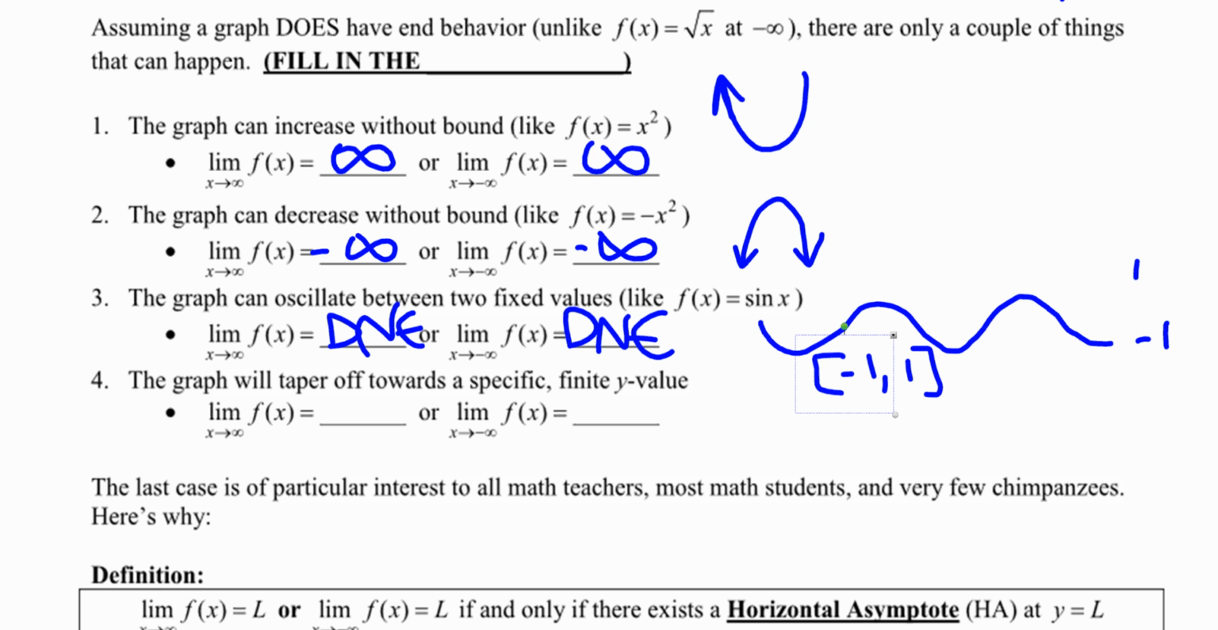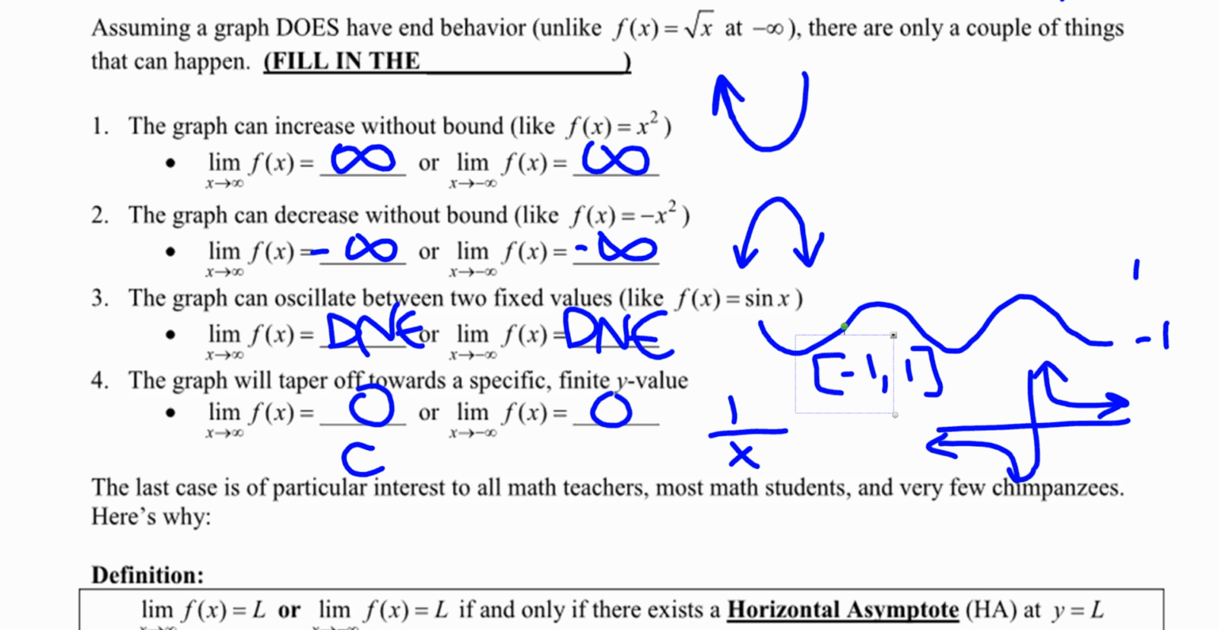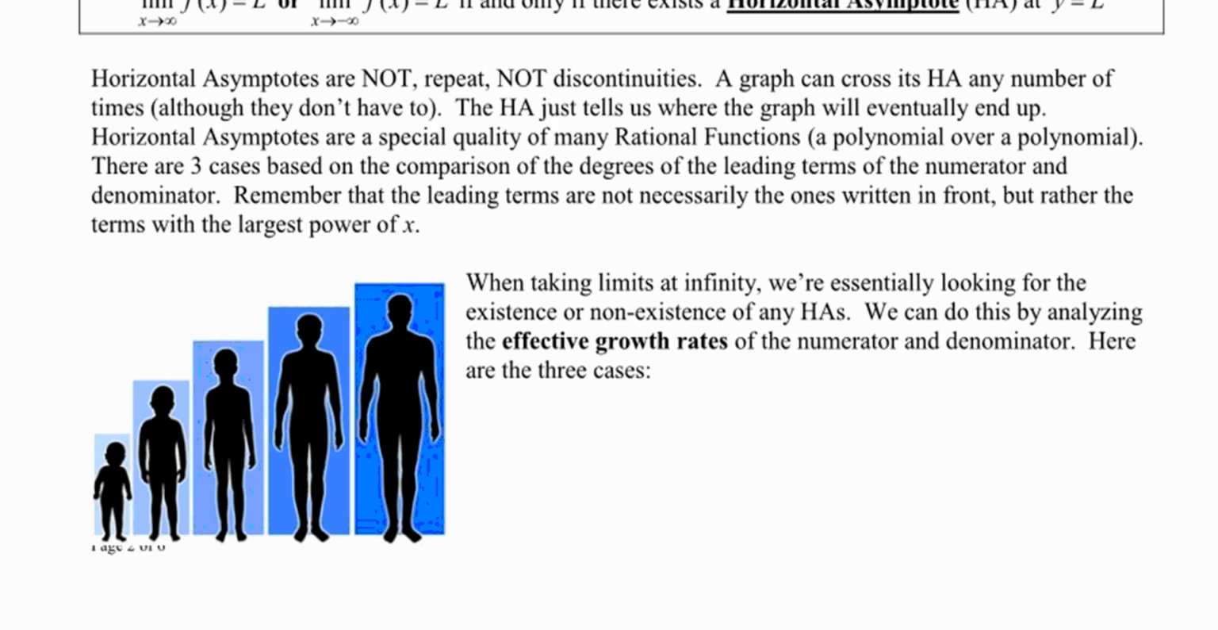Or the graph could taper off towards a specific finite y value. Think about 1 over x. Okay, that looks something like this. So it's going to taper off at the end towards 0, or a specific number, some constant value. All right, the last case is what we see as a horizontal asymptote. That is the definition of the horizontal asymptote.